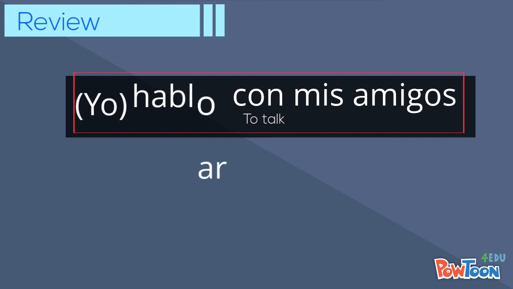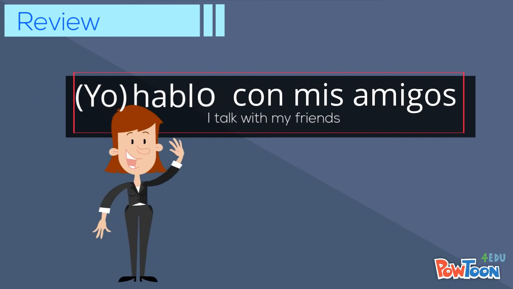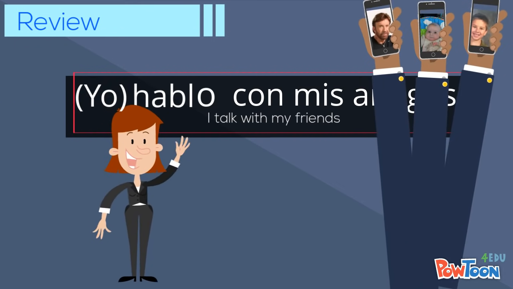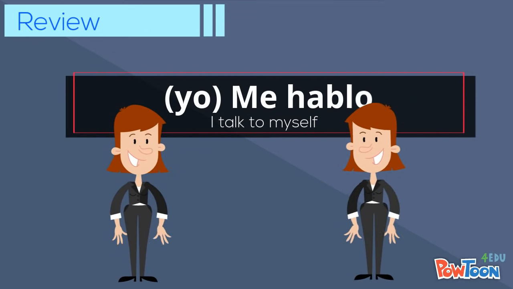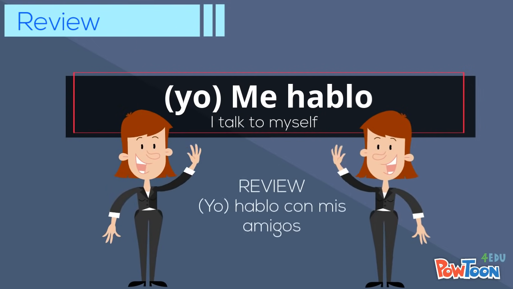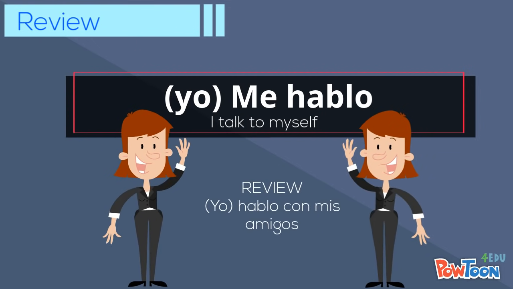If I say hablo con mis amigos, I'm saying I talk with my friends. But if I say me hablo, I'm really saying I talk to myself. Now remember, I have the pronoun yo in parentheses because, like all subject pronouns, it's optional.